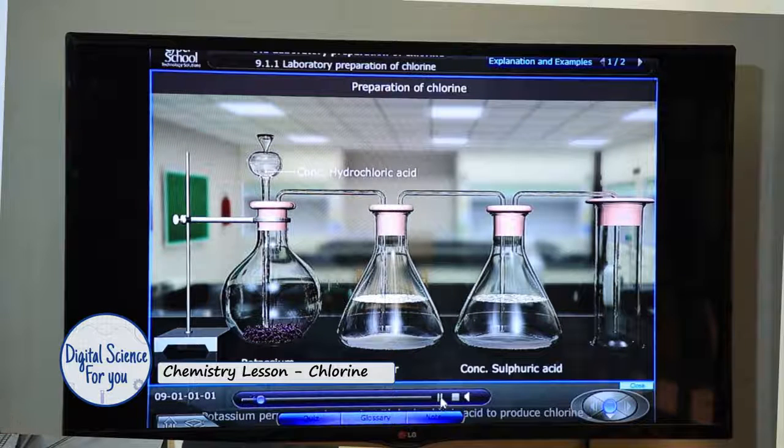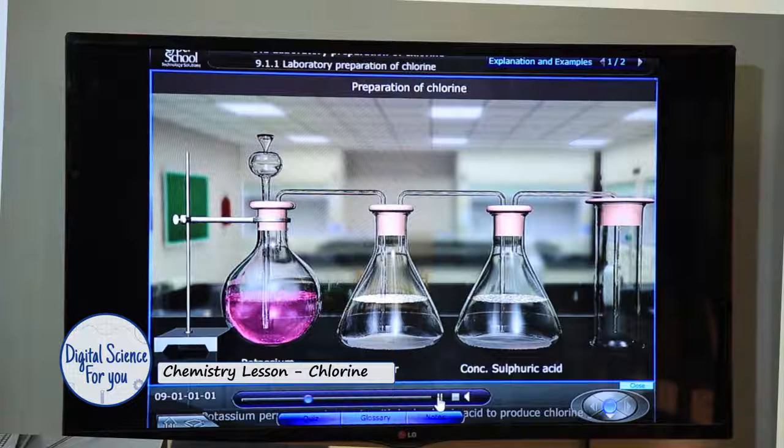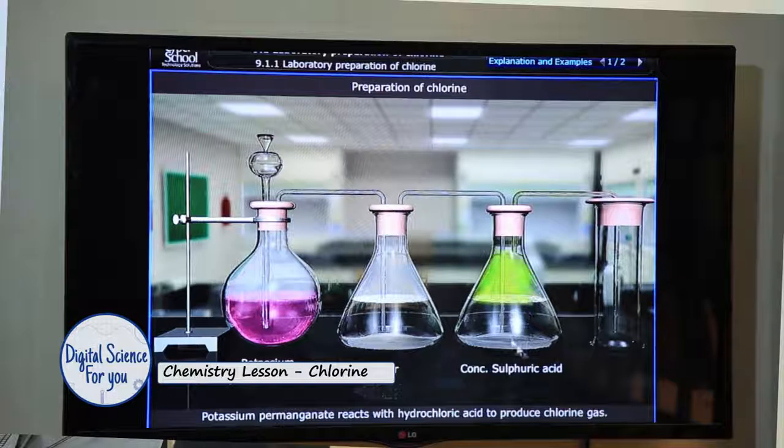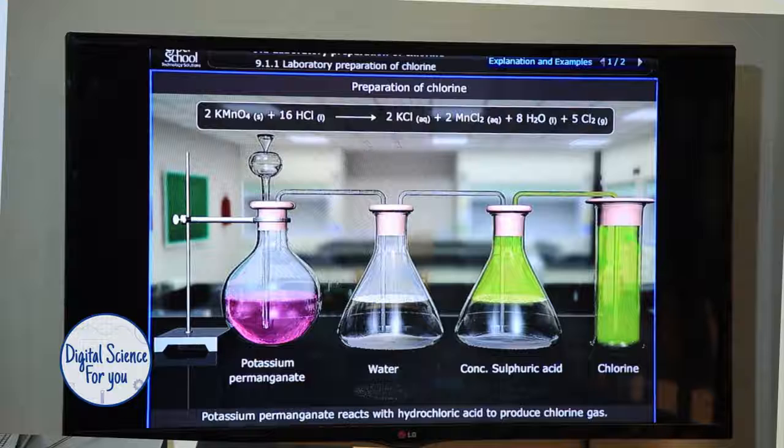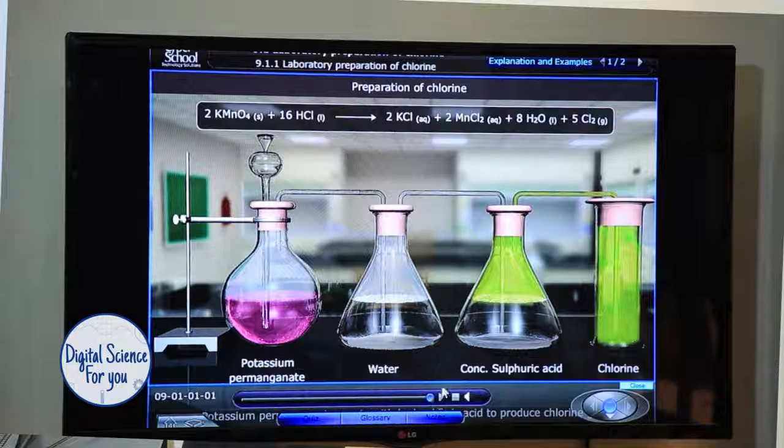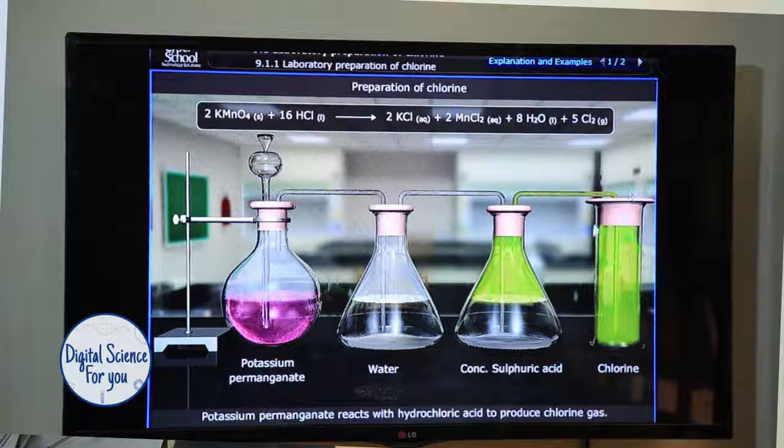concentrated hydrochloric acid is put in the thistle funnel and it runs into the flask and reacts with potassium permanganate crystals. There we get a gas. The gas is bubbled through water, which removes any traces of hydrogen chloride that may move along with the chlorine gas. Then it is passed through concentrated sulfuric acid for drying, and then the gas is received in a gas jar by downward delivery because it is denser than air.